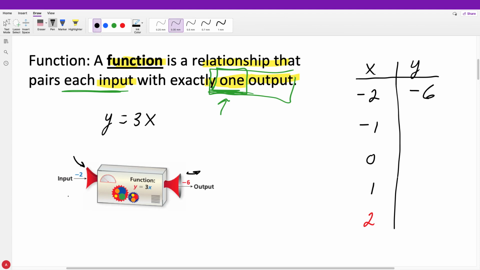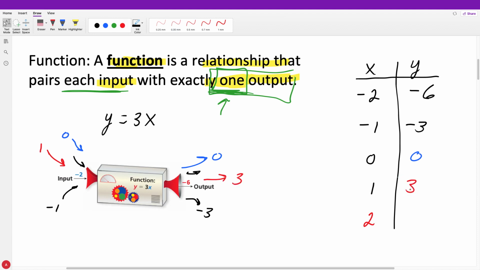And same thing, if I were to substitute in this -1, well, this is going to give me -3 in return. If I were to go ahead and substitute in 0, well, 0 is going to give me 0 in return as well. If I go to plug in 1, well, 1 is going to give me 3 in return. So you see, all of these give us that one answer every single time.